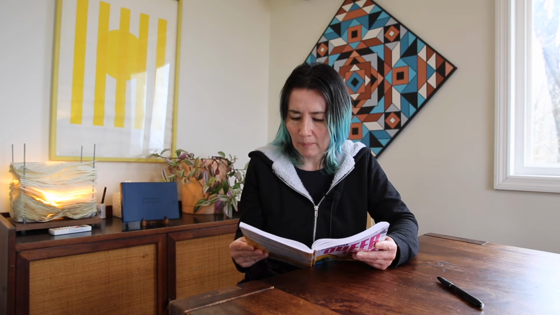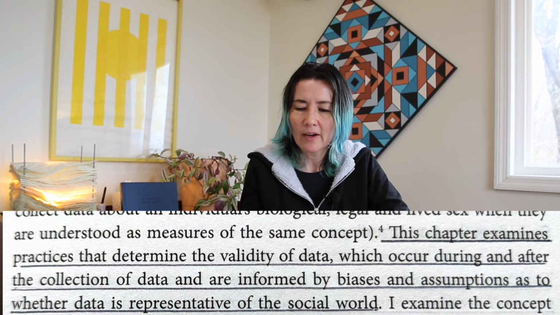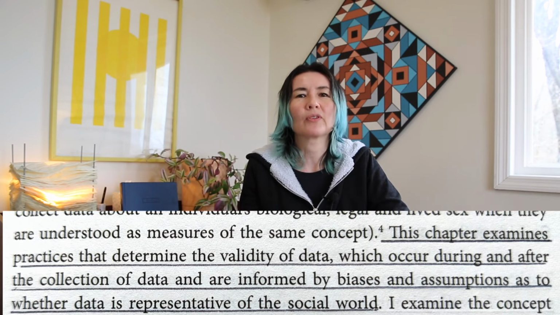So he states on page 133, this chapter examines practices that determine the validity of data which occur during and after the collection of data, and are informed by biases and assumptions as to whether data is representative of the social world. So just matching that up: you created the data collection tool, the questionnaire, and so on, and how does that really match up with the participants that did answer the survey, and now is the data valid at the analysis point?